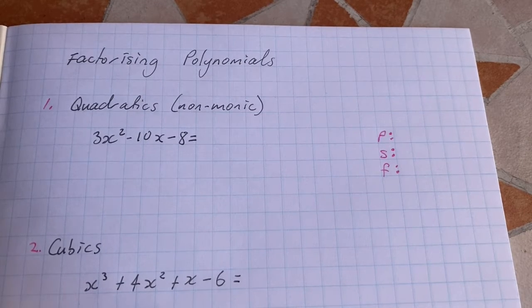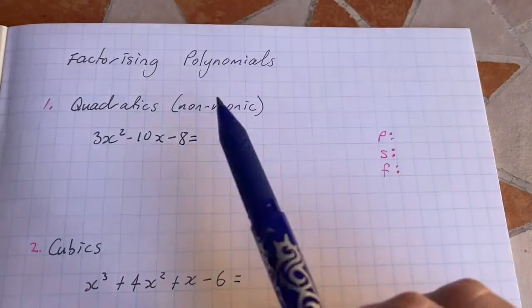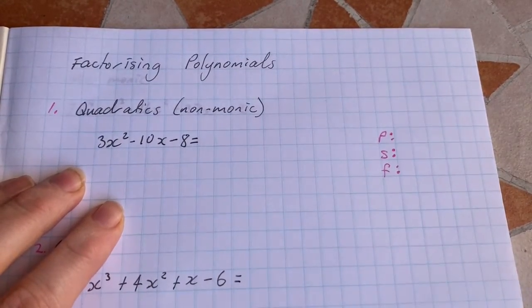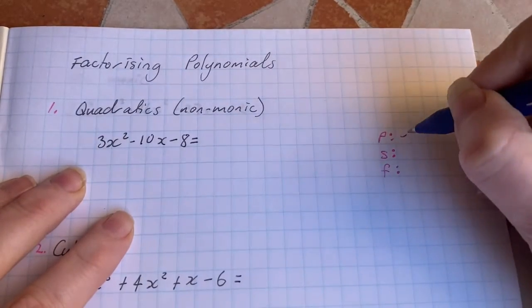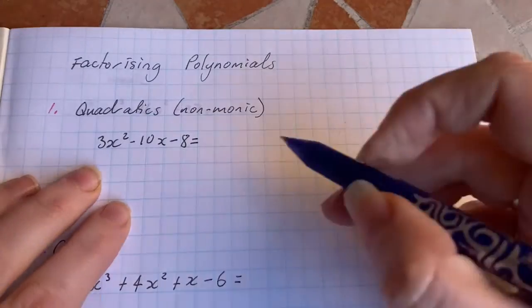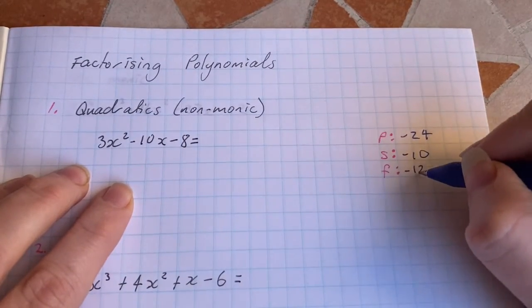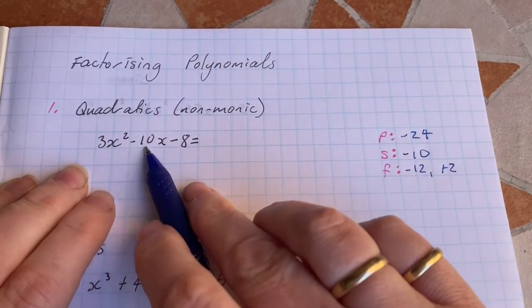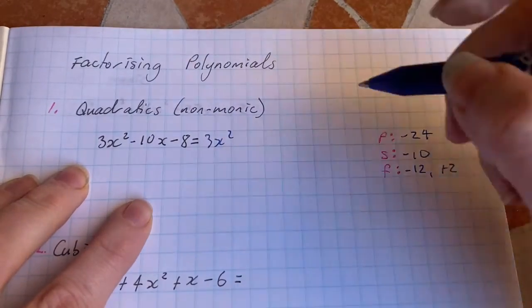So this is a video about the alternate method of factorising polynomials. We know if we've got a quadratic that's non-monic, we can do this PSF thing. So the product is 3 times minus 8, which is negative 24, and the sum is negative 10. And so the factors there are going to be negative 12 and plus 2. So we just split this middle term into minus 12x plus 2x.